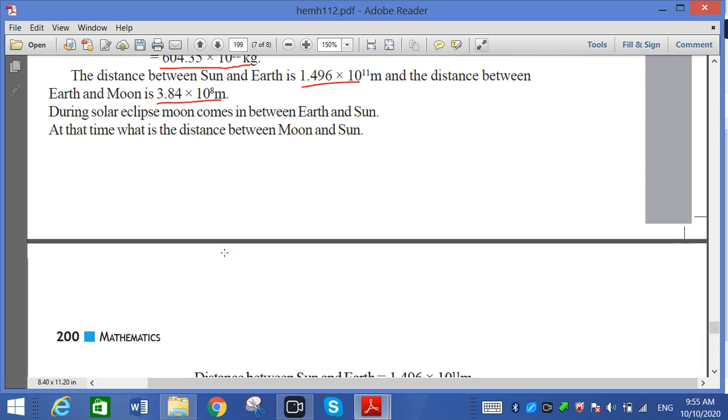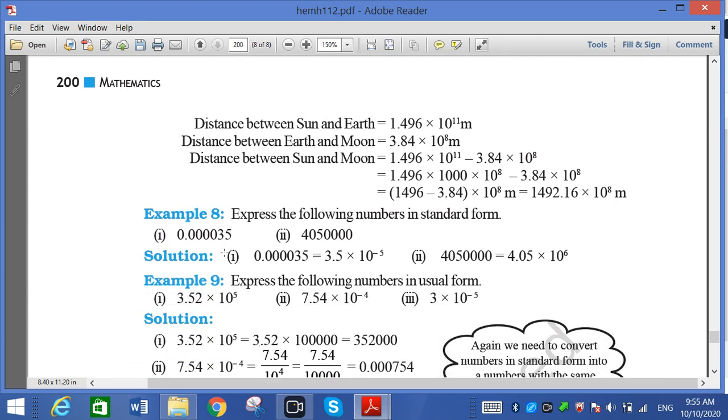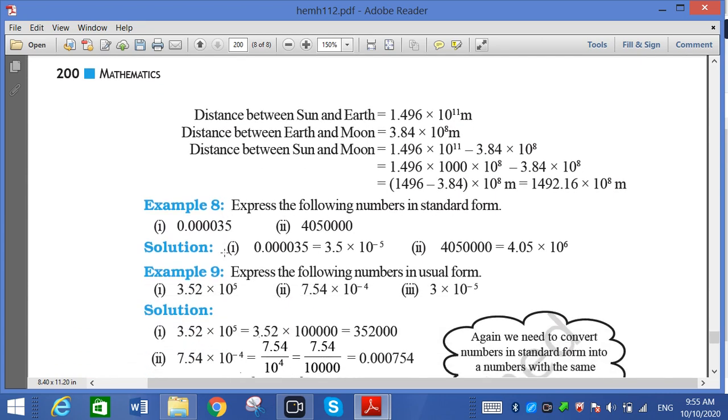Now important, we have to start. These are all the standard form. Already we have completed. So I am explaining again with an example. It is easy now. 1, 1, 2, 3, 4 and 5. So 3.5 10 the power minus 5. Again the point is here. So 1, 2, 3, 4, 5 and 6. So 4.0 10 the power 6.